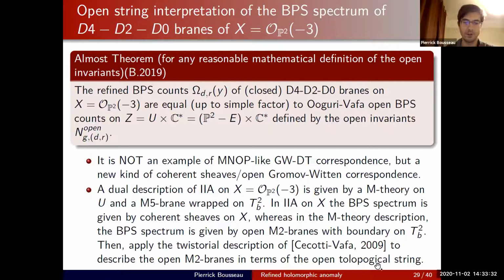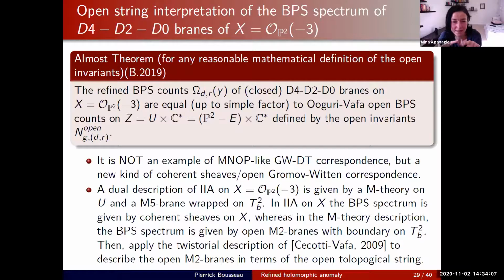So first, maybe I just repeat this Cecotti-Vafa story. It's a case where the full BPS spectrum of an N=2 4D theory is encoded by M2 branes, and so will be encoded by open topological string. So in the case where I look at type 2 on a Calabi-Yau 3-fold, the full BPS spectrum really means D4, D2, D0. Not just D2, D0, but D4, D2, D0. In fact, I think you could say it like this.